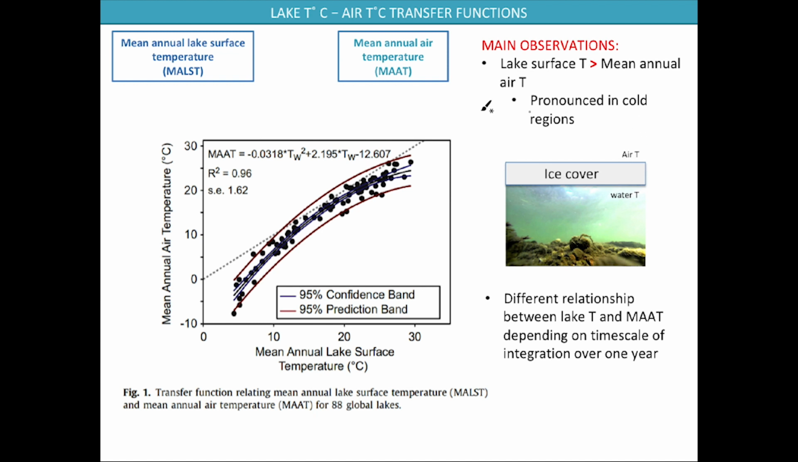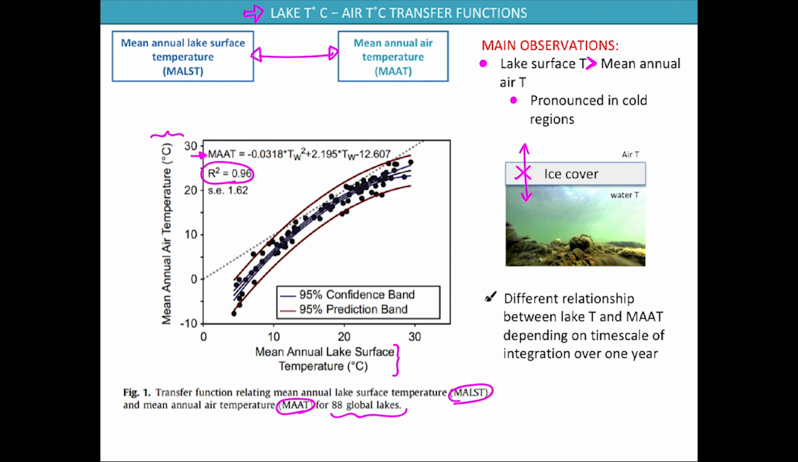Now let's talk more specifically about the lake temperature, air temperature transfer functions. The 88 lakes in their database show a clear relationship between mean annual lake surface temperature and mean annual air temperature. The relationship is this one here, where the coefficient of determination is R² equal to 0.96. The main observations here are: first, the lake surface temperature exceeds observed mean annual air temperature in virtually all instances. This is more pronounced in cold regions, where prolonged ice cover and cold air temperatures have the effect of insulating the lake from ambient air.